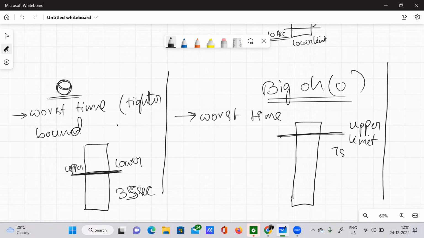Let's imagine this would be 75 seconds. This is saying that my algorithm won't go beyond this 75 seconds of runtime complexity. My algorithm won't take more than 75 seconds to run a particular program. So this would be my big O. Why? Because here I'm defining my upper limit or upper boundary. Beyond this, there won't be any time taken by my algorithm.